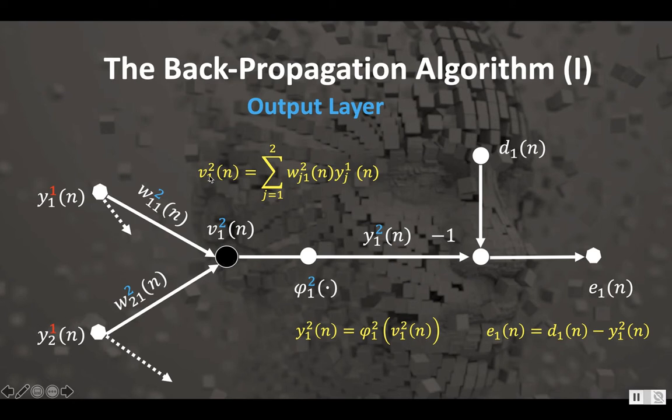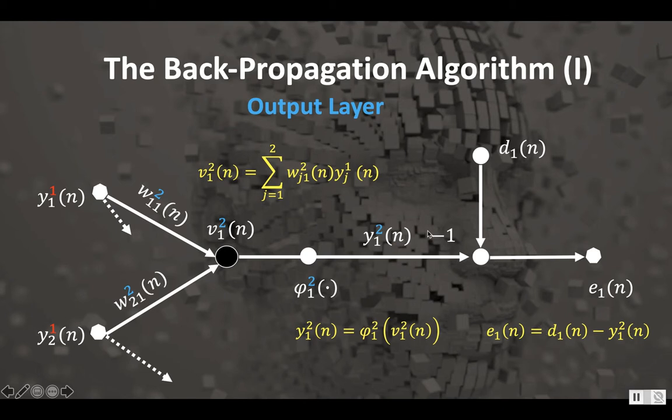And then V21 is the input to the activation function phi21. Therefore, we can get the output of the activation function: Y21 equals phi21 with the input V21. So now we get Y21. And from there, we can calculate the error E1. E1 equals D1 minus Y21.